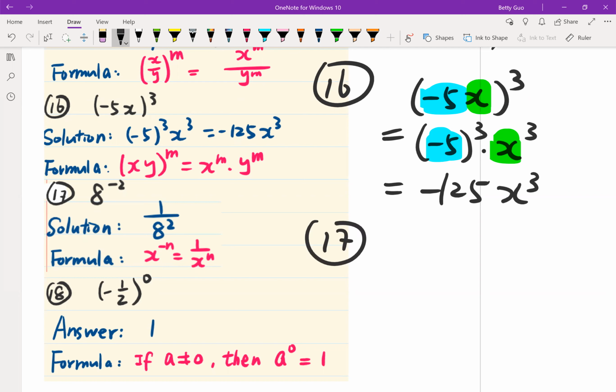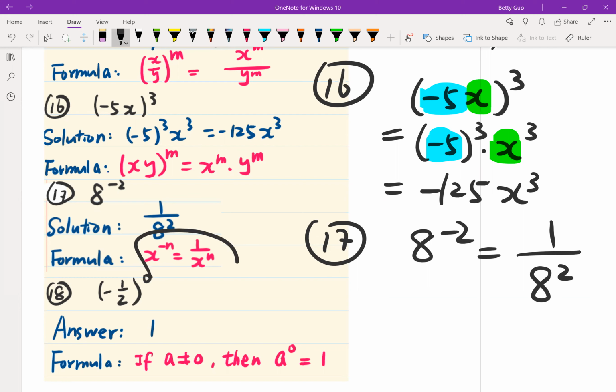Number 17, straightforward, just the formulas. 8 to the power of -2. How do you get rid of a negative exponent? You change it to positive. So you have 8 to the power of 2, but you put that in the denominator, with 1 over the denominator. Straightforward application of this formula, okay? x to the power of -n equals 1 over x to the power of n. I think they are very, very easy.